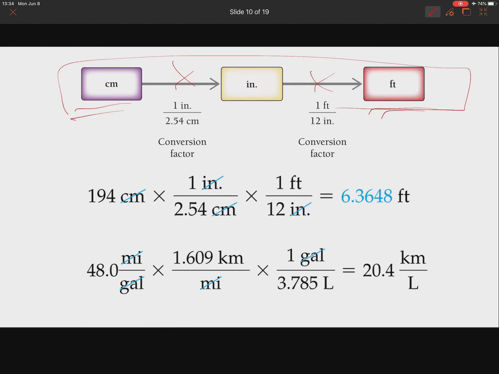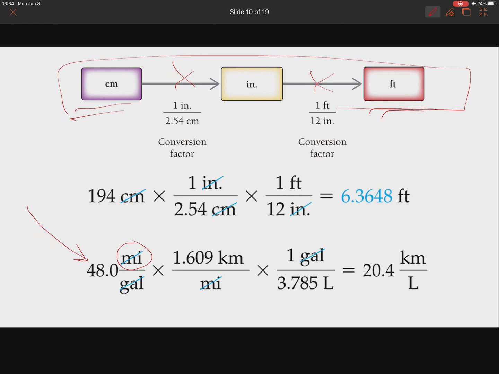Sometimes your conversion requires both the numerator and the denominator to get changed. So here's an example of that. Let's say that I've got 48 miles per gallon, and I want to know how many kilometers per liter that is.